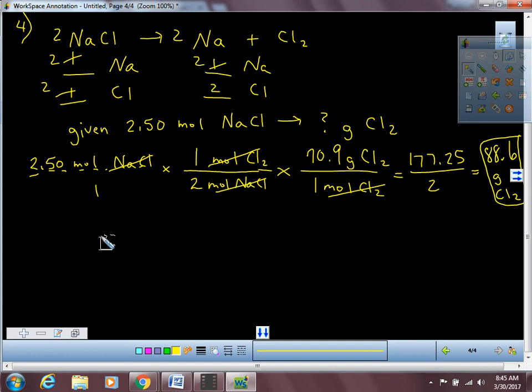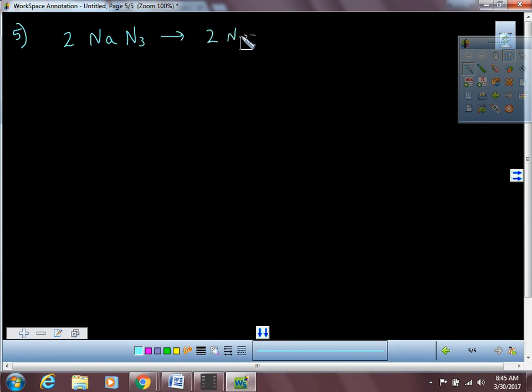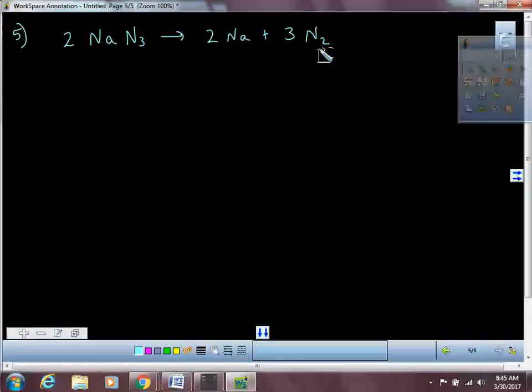Okay, your third type is mass. So number 5. One in a series of reactions that inflate airbags in automobiles is the decomposition of sodium azide. Determine the mass of nitrogen produced if 100 grams of sodium azide is decomposed. So they gave us an equation. 2 sodium azide yields 2 sodium and 3 nitrogen. Is it balanced?